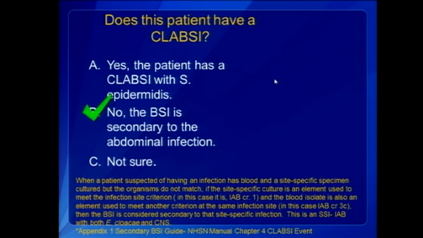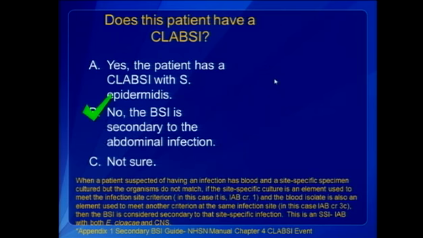Again, we have to go back to Appendix 1. And when a patient suspected of having an infection has blood in a site-specific specimen cultured, but the organisms do not match, such as we have here, if the site-specific culture, in this case the abdominal fluid, is an element used to meet the infection site criteria, and in this case it is IAB criteria 1, and the blood isolate is also an element used to meet another criterion at the same infection site, and in this case it is IAB criteria 3C, as we mentioned earlier, involves a blood culture and a positive CT scan with symptoms. Then in that case, the blood BSI is considered secondary to that site-specific infection.